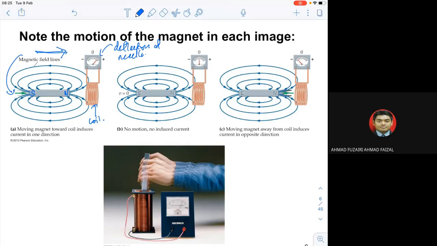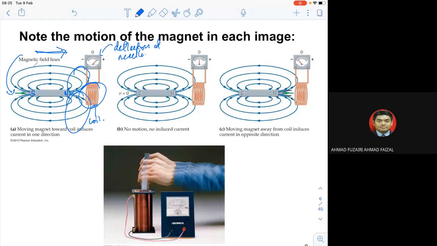Maybe at the start we have zero, and we try to bring the magnet nearer to the coil, and you can see that here, the magnetic field lines are increasing in the coil. So that's how you can see the change in the magnetic field lines from zero. When the magnet gets closer to the coil, you can see that the needle is increasing.